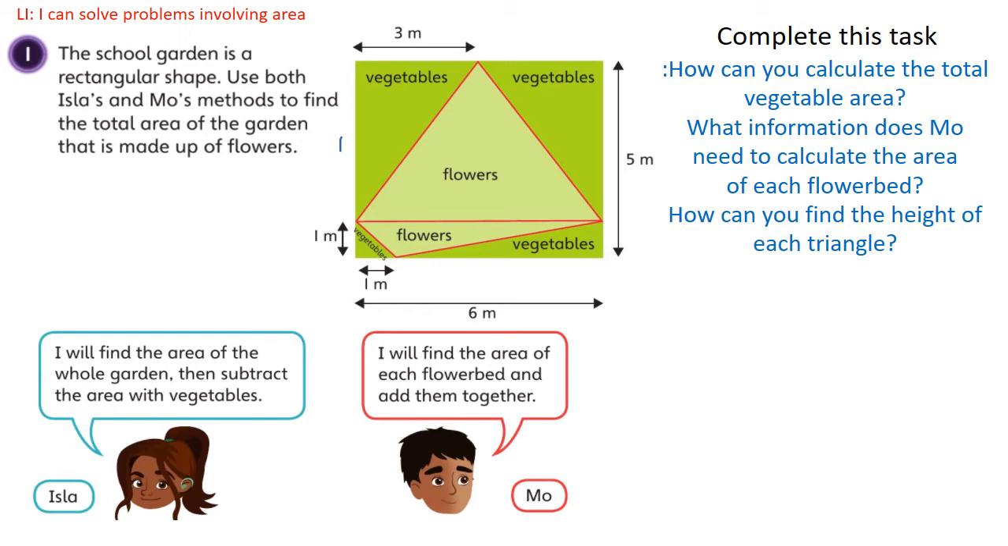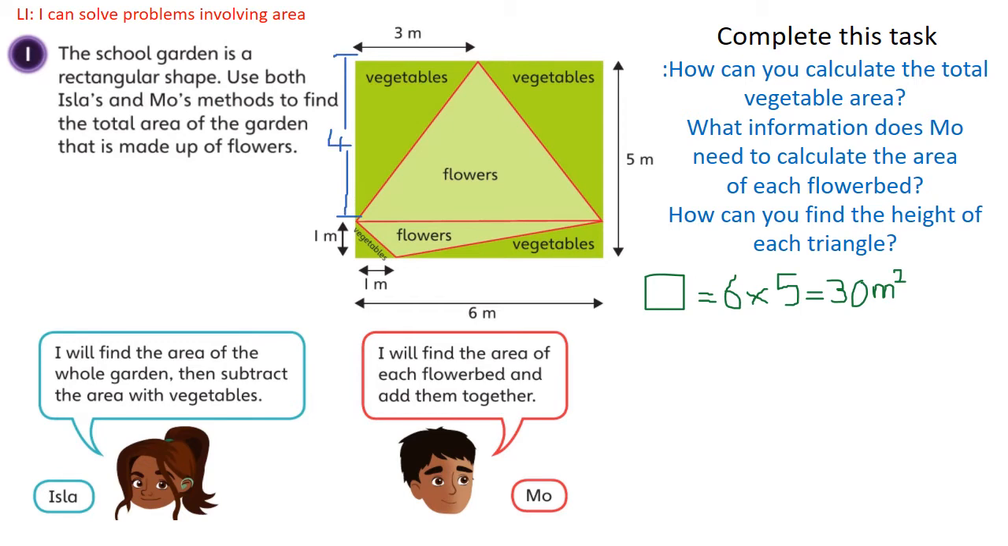Well, Isla says she finds the total area of the garden first of all. So we're going to take the whole square, and we know that, well, it's not a square, is it? It's a rectangle. It's 6 meters by 5 meters. So to find the area of the whole garden, we're going to do 6 times 5, which equals 30 meters squared.